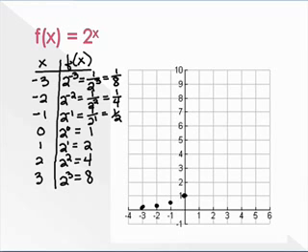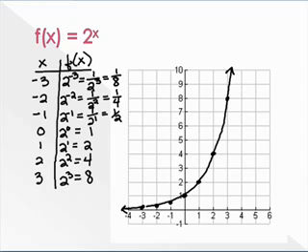And then let's do 1. When x is 1, y is 2. Then we have the points (2, 4) and (3, 8). If I draw through those points and make a smooth transition between them, this is my exponential function. So it looks something like this.